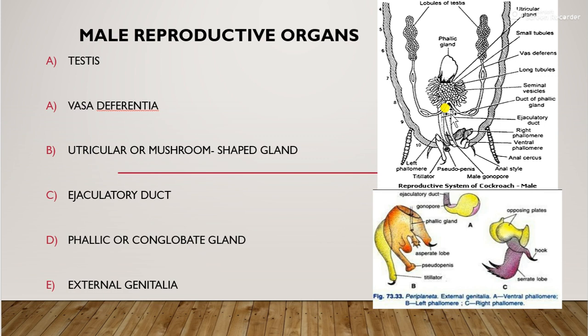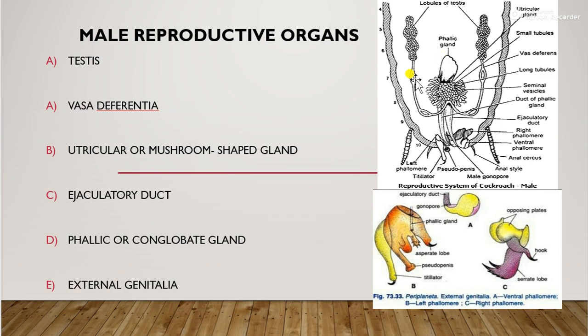Now we see the next organ, that is the phallic or conglobate gland. Look at this phallic gland or conglobate gland. It is a long and club-shaped accessory gland, and its anterior broader end lies in the sixth segment, slightly to the right of the nerve cord. It narrows posteriorly into a tubular structure and finally tapers to open by a separate aperture located close to the male gonopore at the hind end of the body.